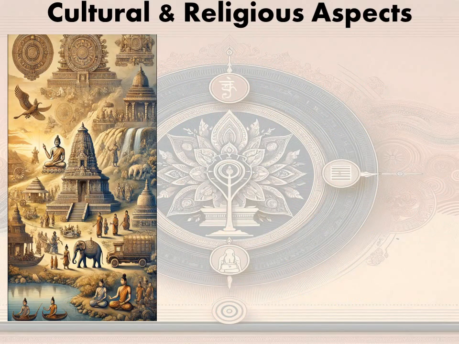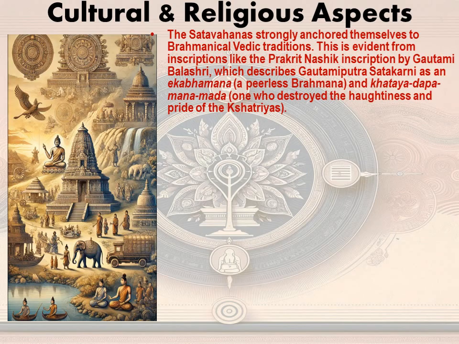Now, cultural and religious aspects. What were the cultural and religious contributions of the Satavahana dynasty in Indian history? The Satavahanas strongly anchored themselves to Vedic Brahmanical traditions. This is evident from inscriptions like the Prakrit Nashik inscription by Gautami Balasri, which describes Gautamiputra Satakarni as Eka Bamhana, meaning a peerless Brahman, and Khatiya Dapa Mana Madana, meaning one who destroyed the haughtiness and pride of the Kshatriyas.